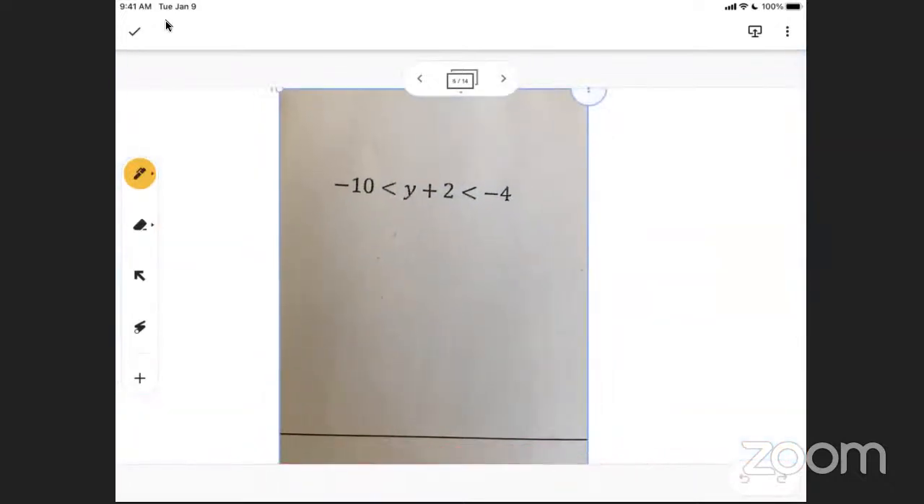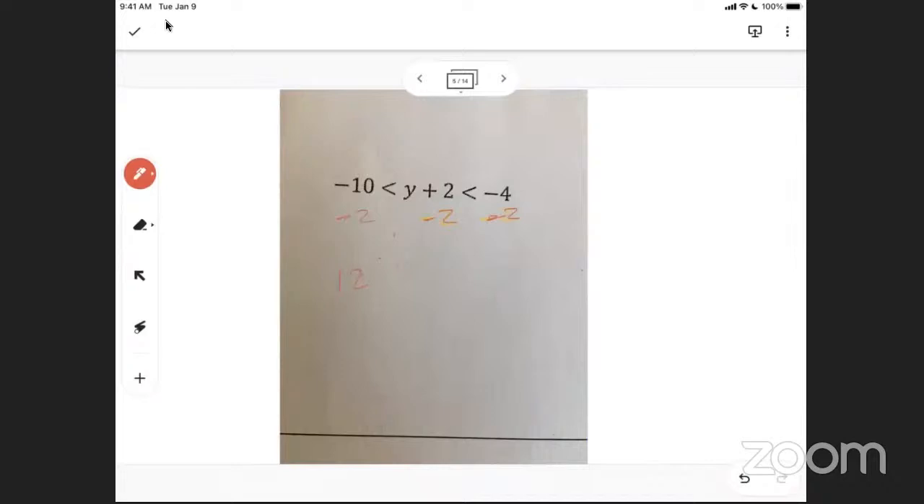Oh, piece of cake. What's the only thing you have to do here? This you just have to subtract 2. Good. So what am I going to have? You're going to have, that would be 12 on the left side. Positive 12? Yep. You sure?